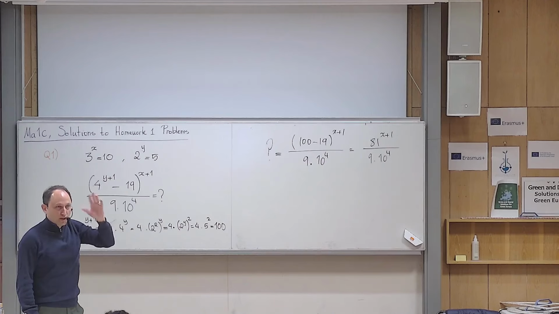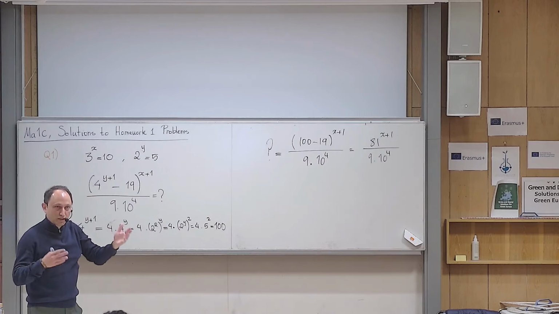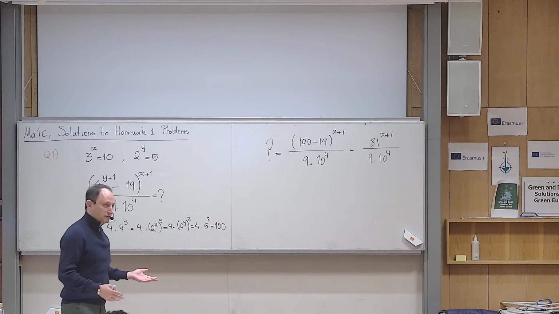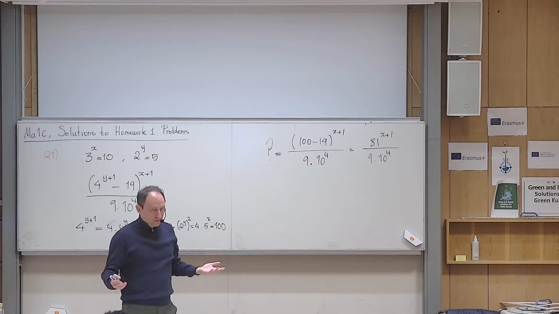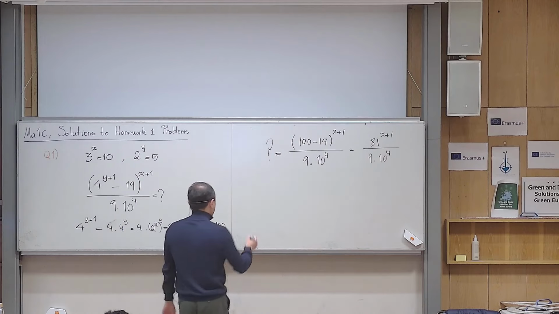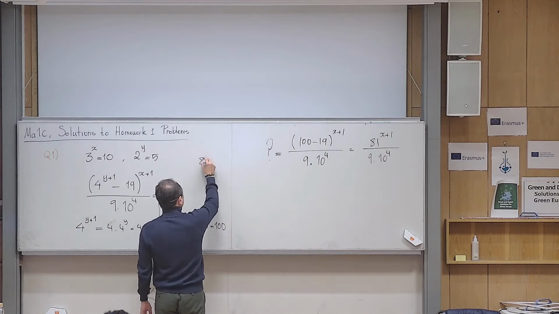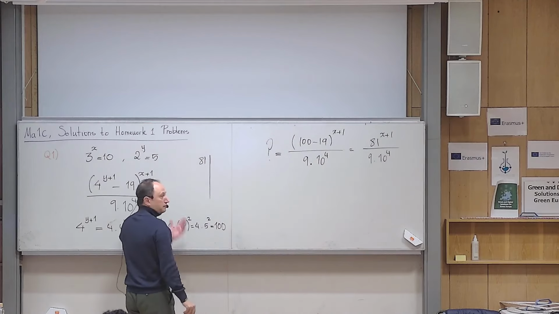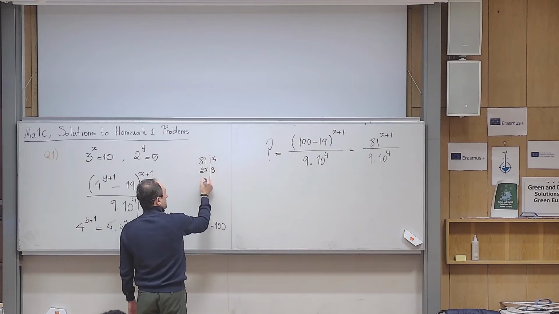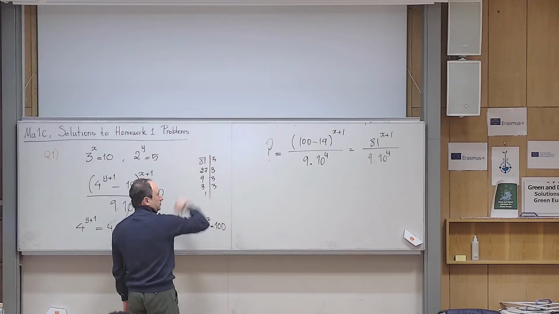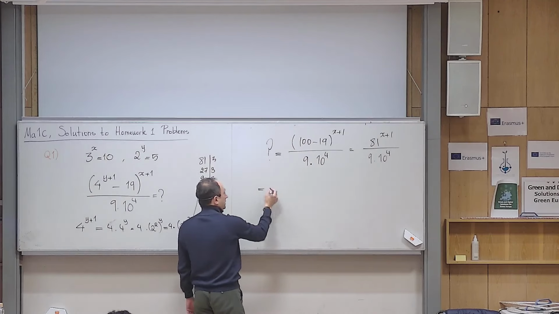I don't know how much you have it in your memory. Do you remember any relation between 81 and 3? What is that? To the power of 4. Yes, very good. 81 is 3 to the power 4. If you don't remember it, you need to be able to find it. Go in the scratch paper and factorize it. 81 divided by 3, 27 divided by 3, 9 divided by 3, 3 divided by 3, 1. 81 is 3 to the power of 4. So this I will write it.